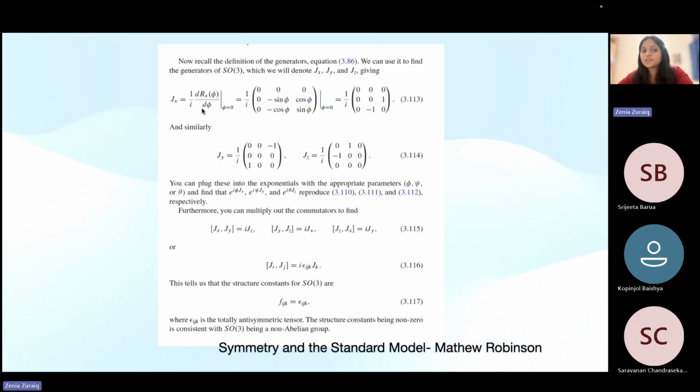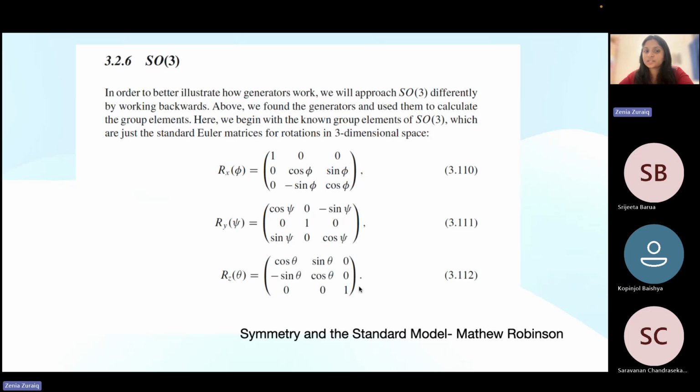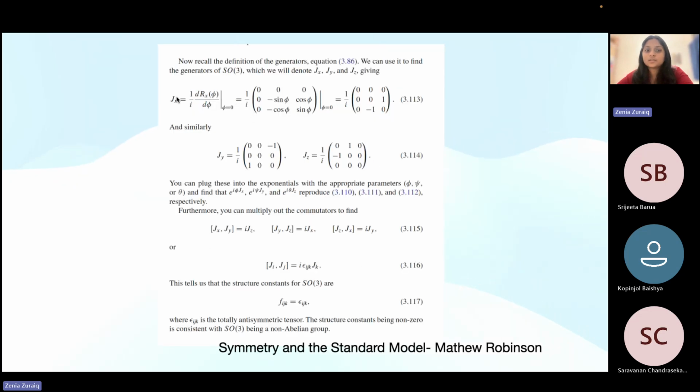So remember, the generators come from the Taylor expansion, right? So you can see that you get some Jx corresponding to Rx, Jy corresponding to Ry, and Jz corresponding to Rz. And if you again put them back into the exponential expansion, then you will reproduce these three matrices. So you can see that if you take the commutator of any two of them, you get the third one.